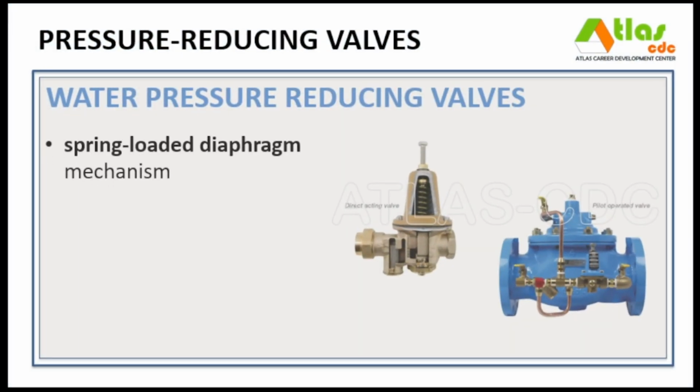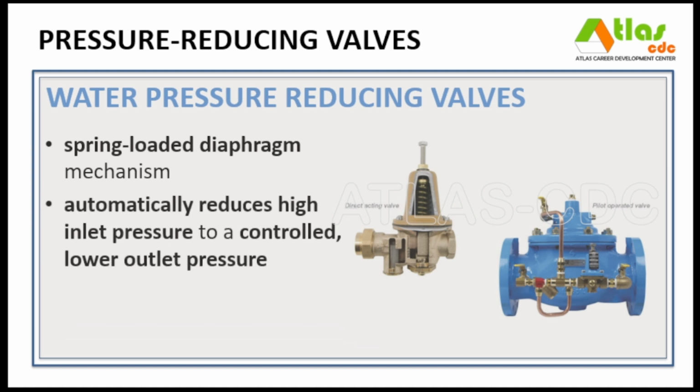A water pressure reducing valve operates through a spring-loaded diaphragm mechanism that automatically reduces high inlet pressure to a controlled, lower outlet pressure. Its primary function is to protect plumbing systems and fixtures by maintaining a consistent downstream pressure, regardless of upstream fluctuations. Unlike other valves that simply allow or stop flow, this valve modulates pressure continuously.